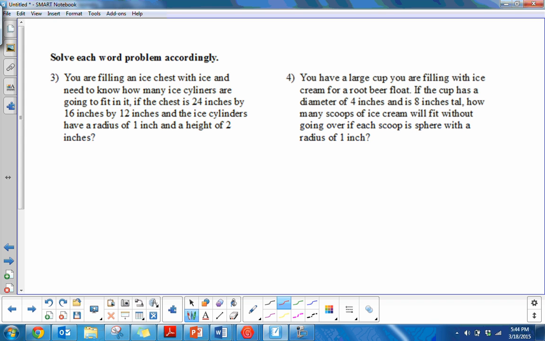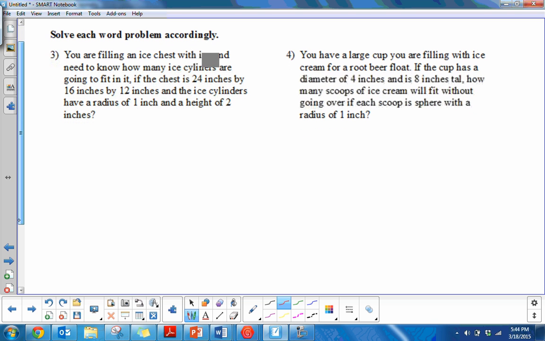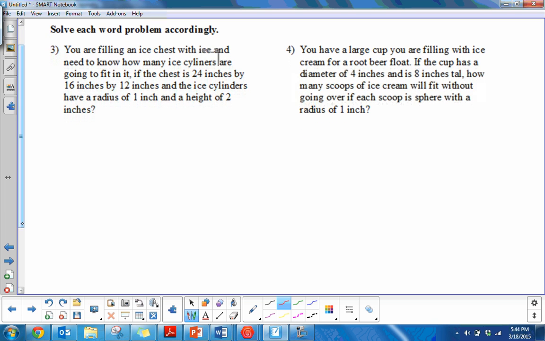With these word problems, you really have to be able to draw these shapes and identify if it's a surface area or the volume. Now I like to do a little bit of underlining and highlighting in these problems so that I know what I'm looking for. So I'm going to read it. It says you are filling an ice chest with ice and you need to know how many ice cylinders, so we're working with cylinders somewhere, are going to fit in it. If the chest is 24 inches by 16 inches by 12 inches, and the ice cylinders have a radius of 1 inch and a height of 2 inches.